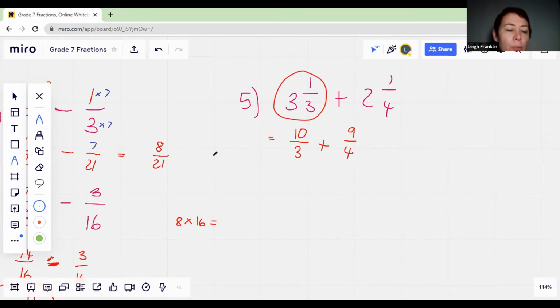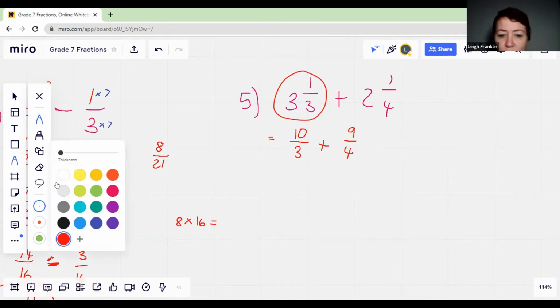Okay, and then Boy J was perfect when he said that we would have to use a lowest common denominator of 12. So what we would do now is we can see that 12 has got to be a number that's in the 3 times table and a number that's got to be in the 4 times table.